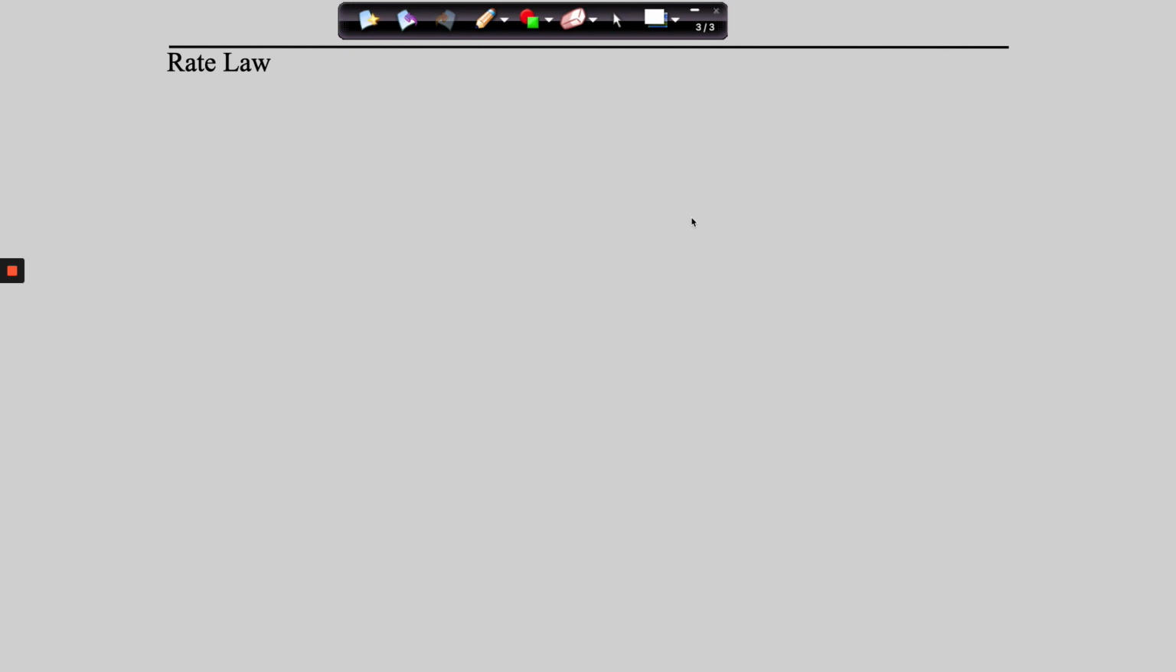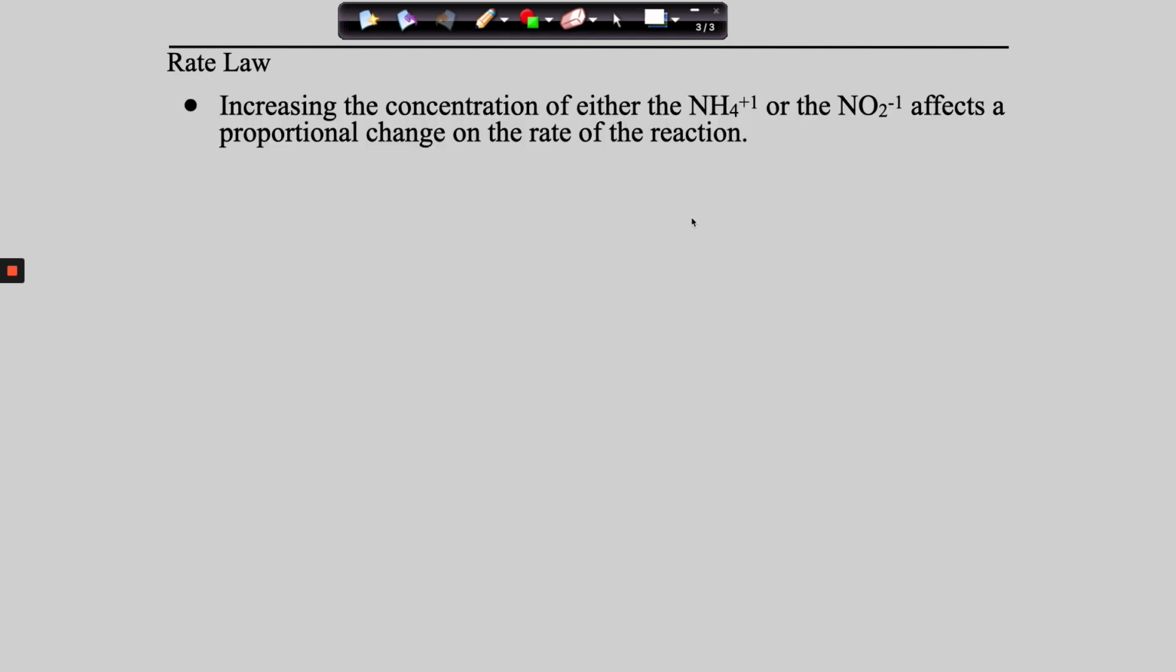So guys, don't write this down, and some of it's conversational. But the idea is this. So guys, rate laws, don't write it down. When we talk about rate laws, this is the foundational idea. Here's what we've established. Increasing the concentration of this or this affects a proportional change on the rate of the reaction.